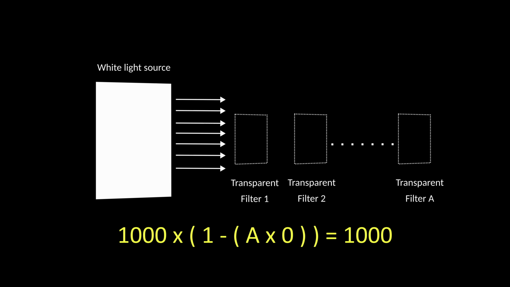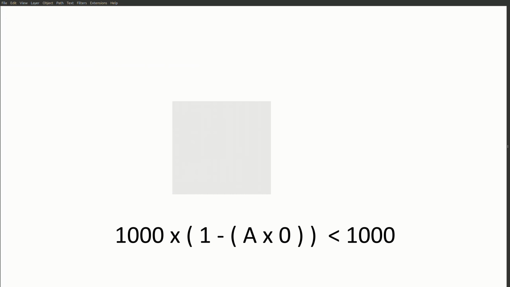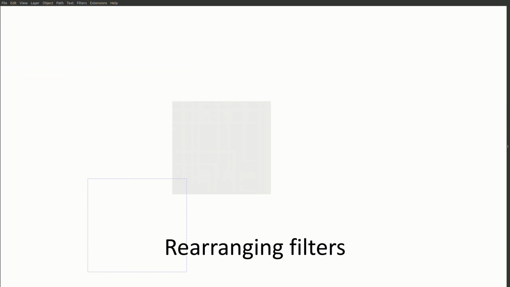That is, 1000 times (1 minus a times 0) should still be equal to 1000, where a is a number of filters. Let's find out anyway. I have duplicated the current filter and stacked them over one another. But you can see the region got darker. 1000 times (1 minus a times 0) is less than 1000 now. It is only possible if a times 0 is not equal to 0 in this case. In case you don't trust me, I can rearrange the filters and stack them back. Here, let me try that.